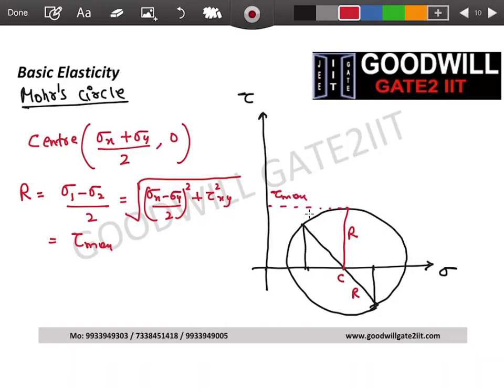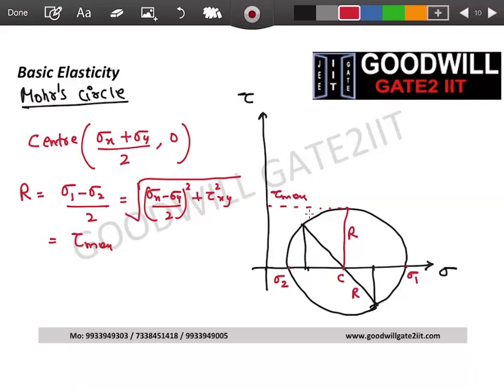Now, another thing which I want you to understand here is, okay, we know this is sigma 1, which is our major principal stress, and this is sigma 2, which is our minor principal stress. Now, guys, Mohr circle also helps us to calculate stress at any angular position. Now, what do you mean by this? I don't know how many of you recall, but we have derived one formula to calculate sigma and tau on any arbitrary plane. If you recall, we have derived that equation.